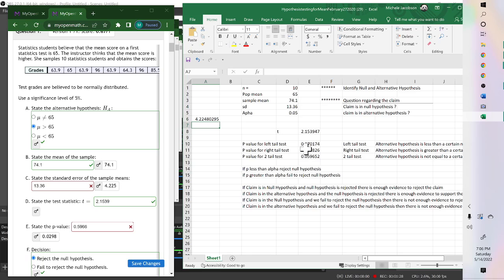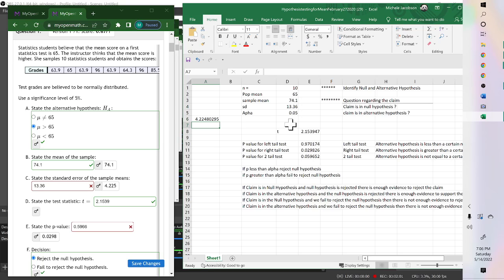And then our test statistic right here, 2.1539. Now the p-value, we were testing greater than, so greater points to the right. So we want to use the right tail, which is the 0.029826. So that's why it was this. I think this one we were getting from a two-tail test. That's when it's not equal to. But since this one was greater than, it's the 0.0298.